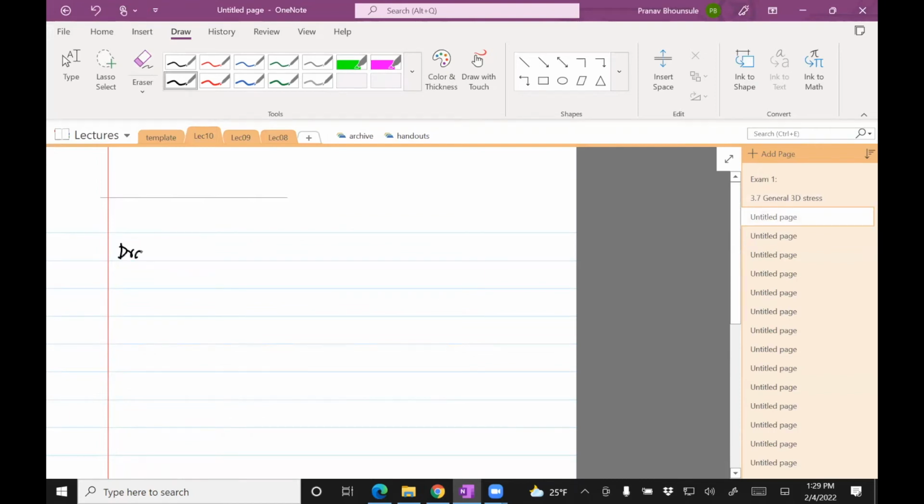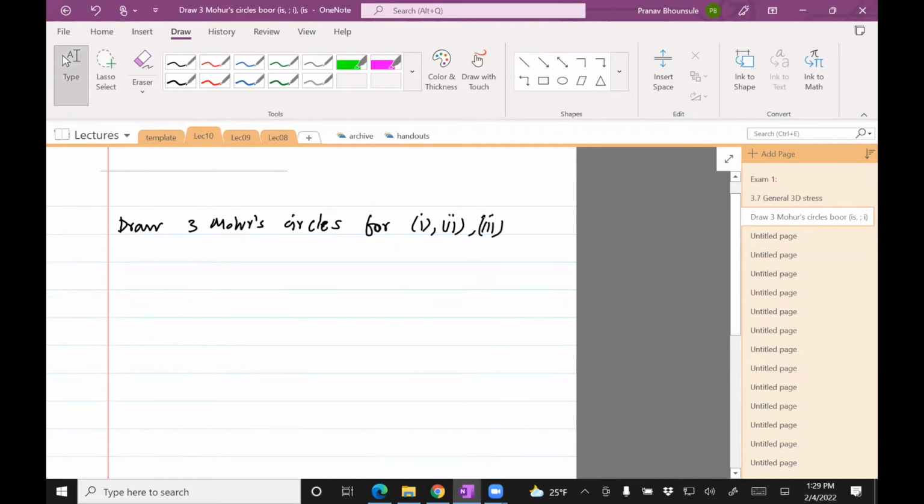So we'll draw 3 Mohr's circles for 1, 2, 3. Okay. So this will give us essentially sigma A, sigma B, sigma C.